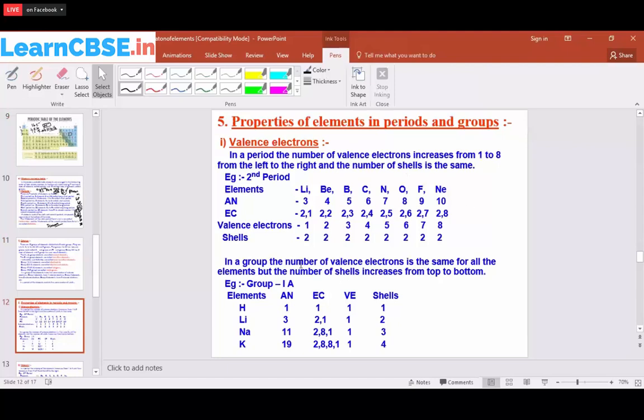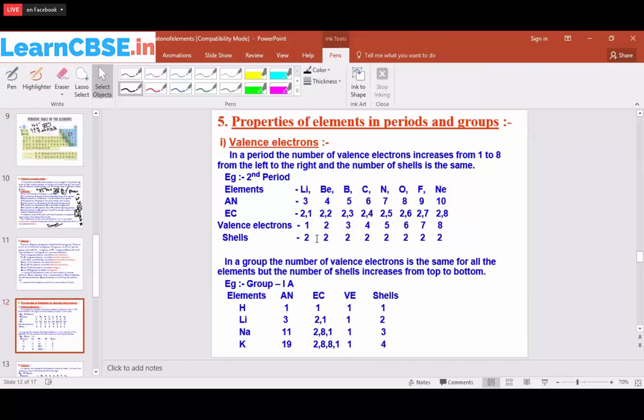Next one is the properties of elements in periods and the groups. Okay, so first, based on the valence electrons. In a period, the number of valence electrons increases from 1 to 8 from left to right, and the number of shells is the same. Okay, so now they have given one example.